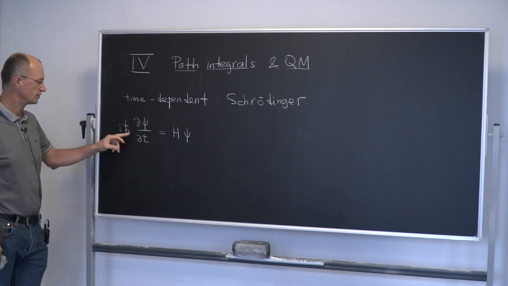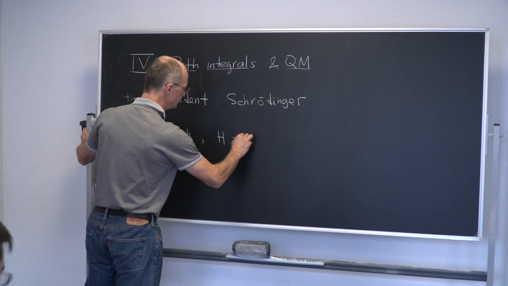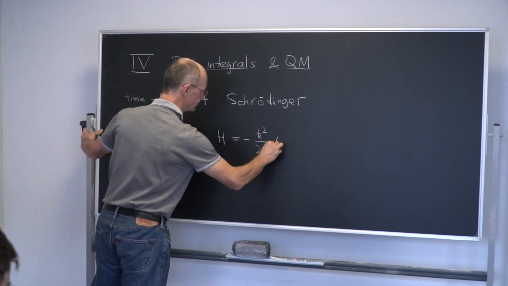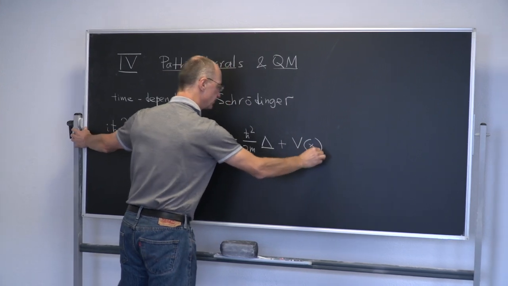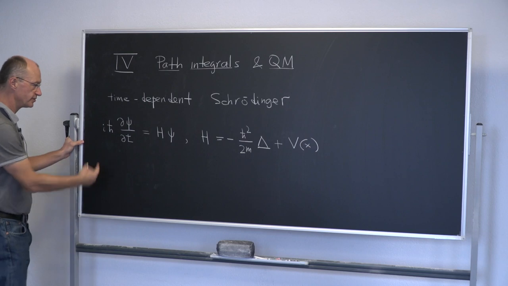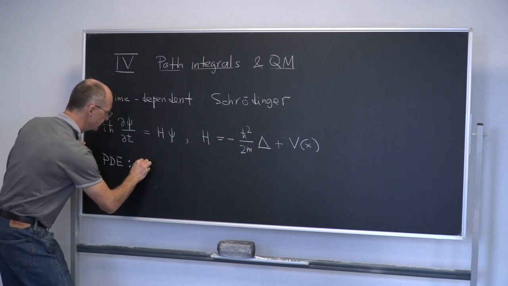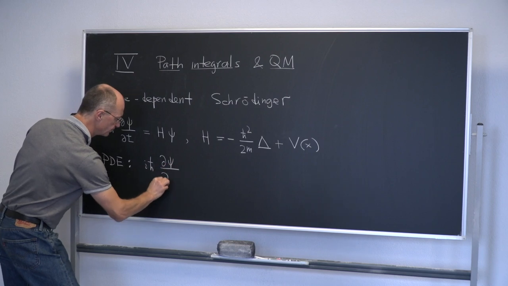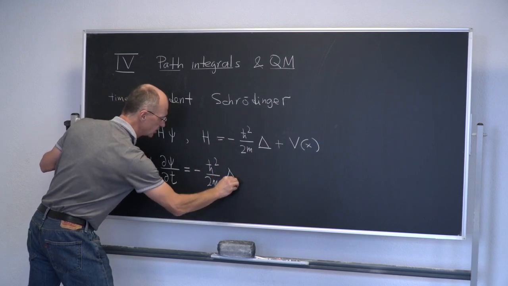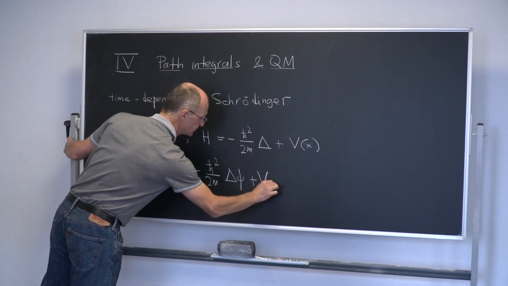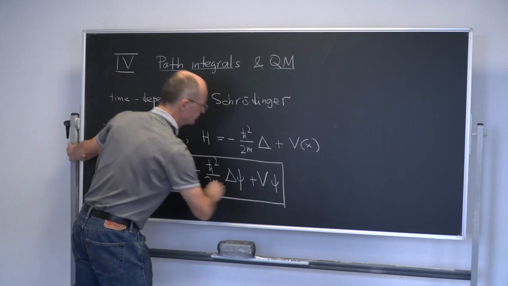i h bar times the time derivative is the action of the Hamiltonian. So for the Hamiltonian, as usual, we'll be looking at minus h bar squared over 2m times the Laplacian plus potential. And this means that we need to solve the following PDE: i h bar dψ over dt is equal to minus h bar squared over 2m Laplacian of ψ plus Vψ. So that's the PDE that we are interested in.